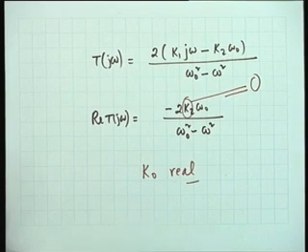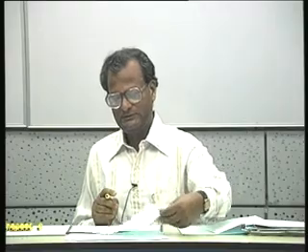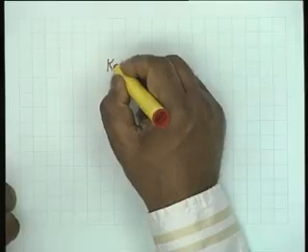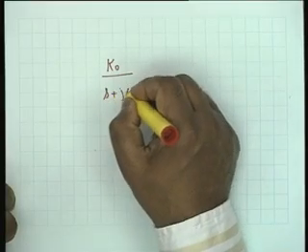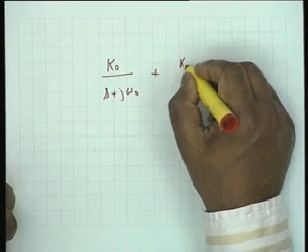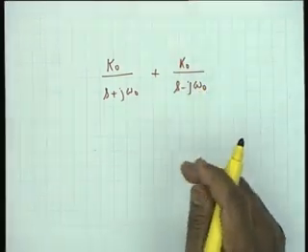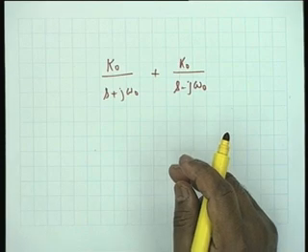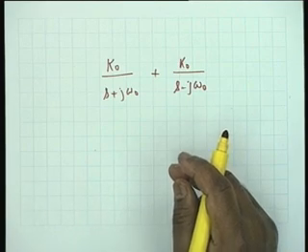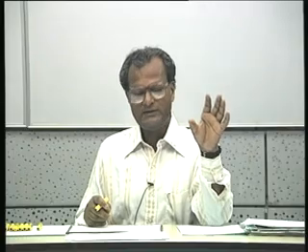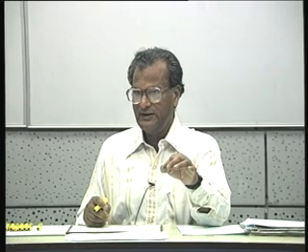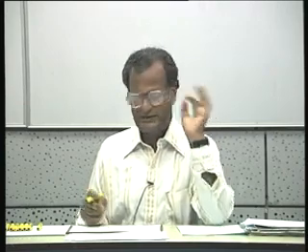Now, if it is real, then the sum of these two terms, that is k0 divided by s plus j omega naught plus k0 divided by s minus j omega naught. Our next point of study is whether it is positive, whether it can be negative, because our contention was that the residue must be real and positive. Let us see, if it is negative, what is the harm?